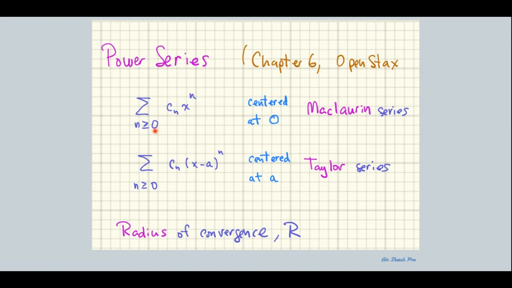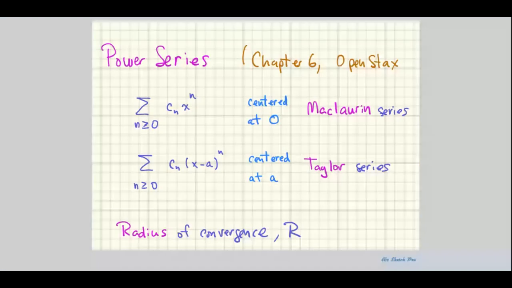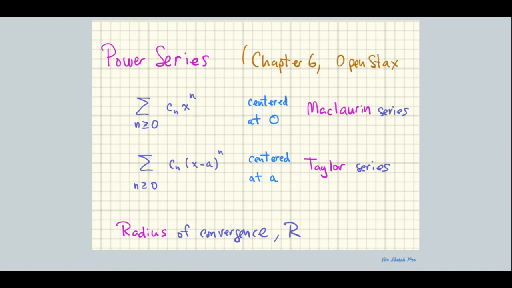So there's a C0, you start at 0, C0, x to the 0, so that's just C0, plus C1, x to the first, so that's C1x, and then C2, x squared. What this expands out to is C0 plus C1x plus C2x squared plus C3x cubed all the way through. Now there's two forms of these power series we're going to use. The first one, we just see x by itself, and we call that centered at 0. You can think of this as x minus 0.